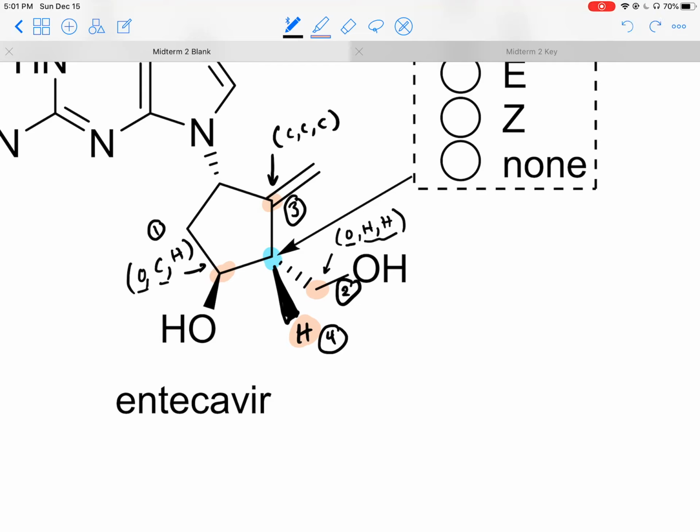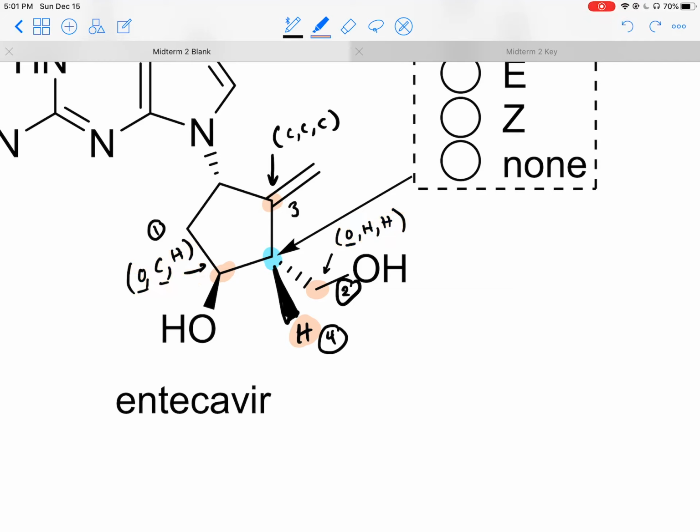But you just have to look at the biggest priority first. So the biggest priority in all 3 of these carbons is oxygen, and both this one over here and this one have 1 oxygen. So then you look at the next priority, which is carbon, and this one has a carbon, this one does not have a carbon. So that's how you look at the priorities.